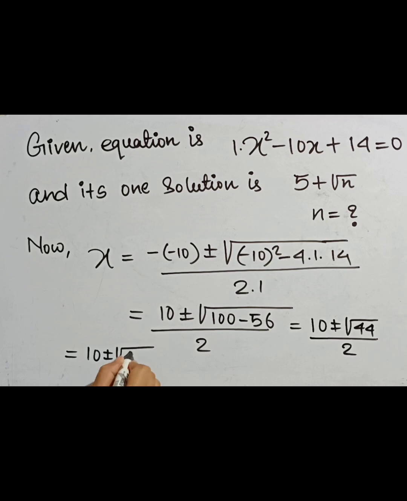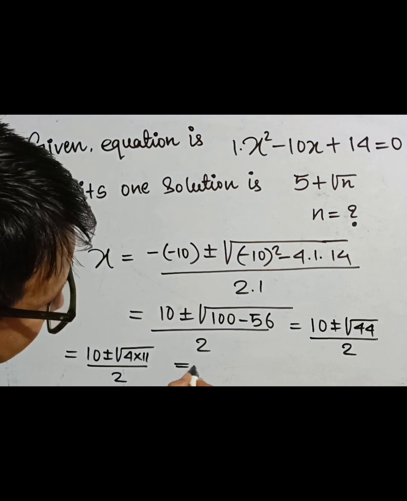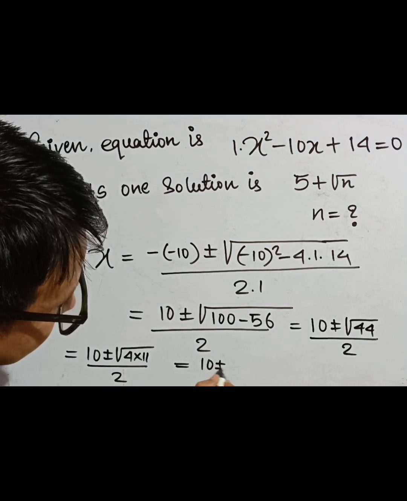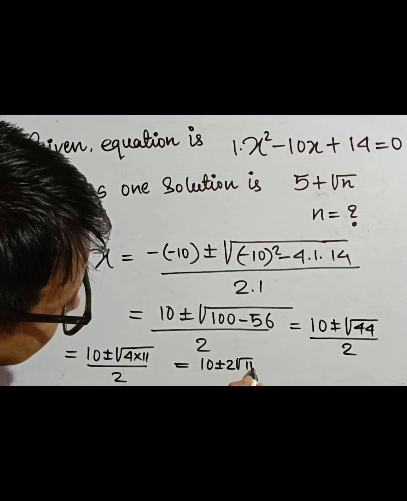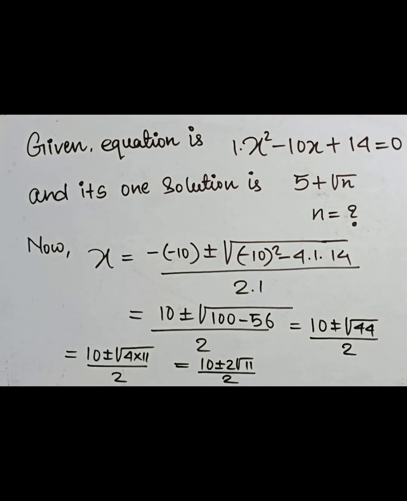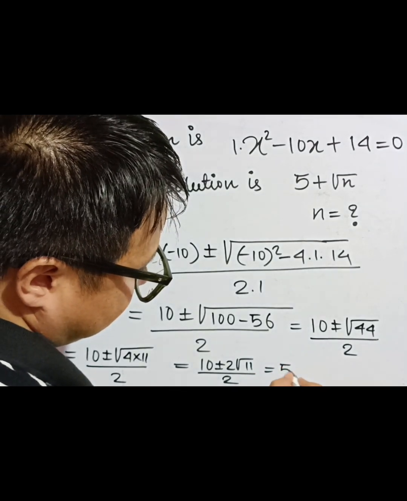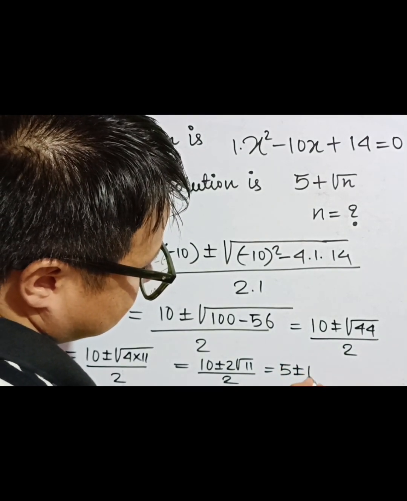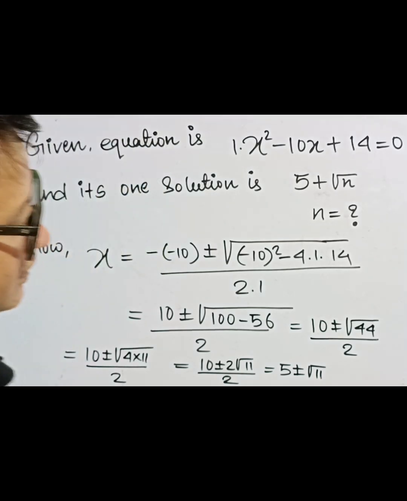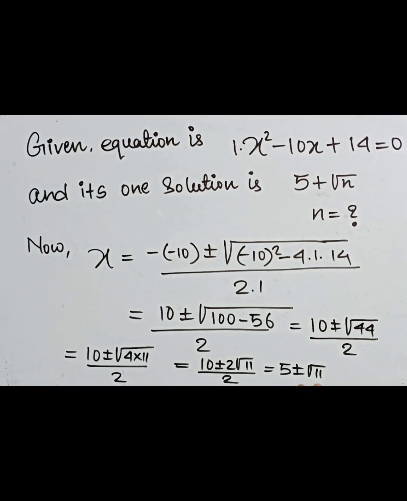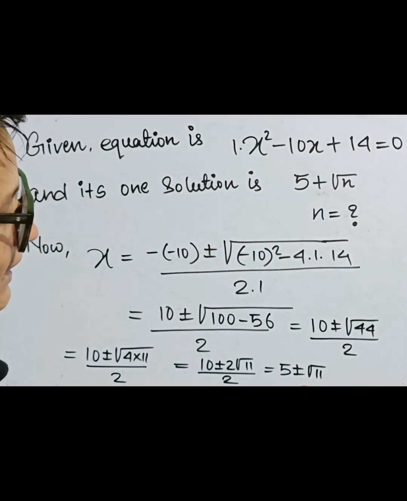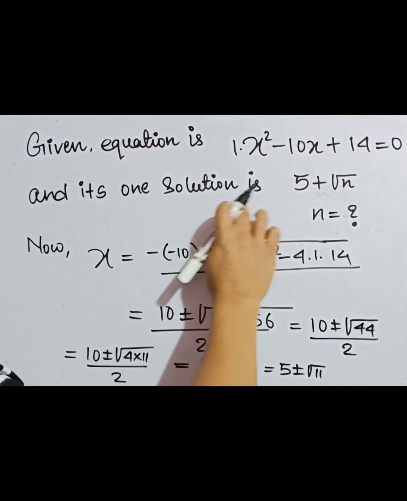Now from this square root 44 we can take 4 outside, and it becomes 10 plus minus under root 4 into 11 upon 2. So in the next line it becomes 10 plus minus 2 under root 11 upon 2, because when 4 comes out of the square root it becomes 2 only. And in the next line it becomes 5 plus or minus under root 11. Now these are the two roots of this given quadratic equation, 5 plus root 11 and 5 minus root 11.